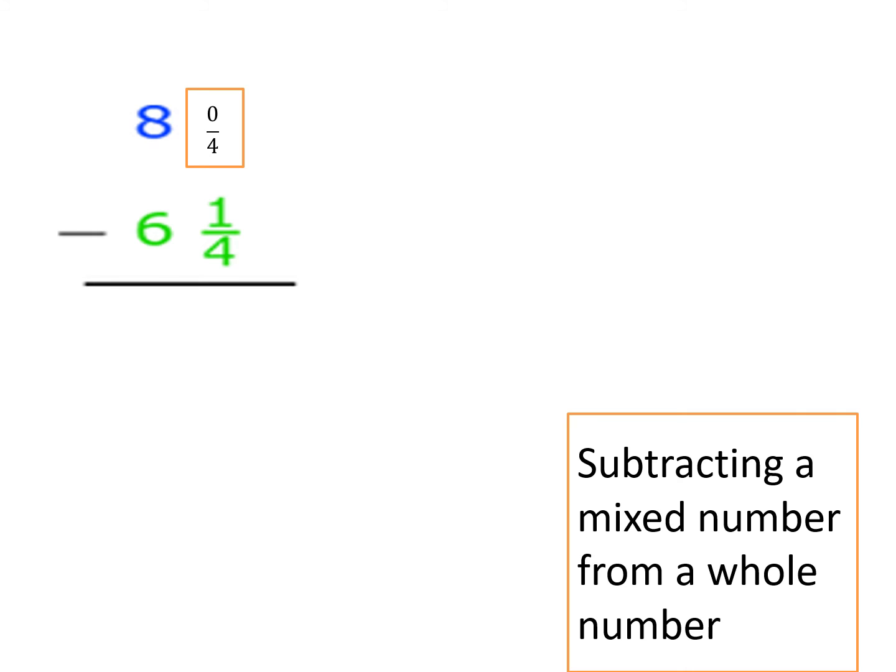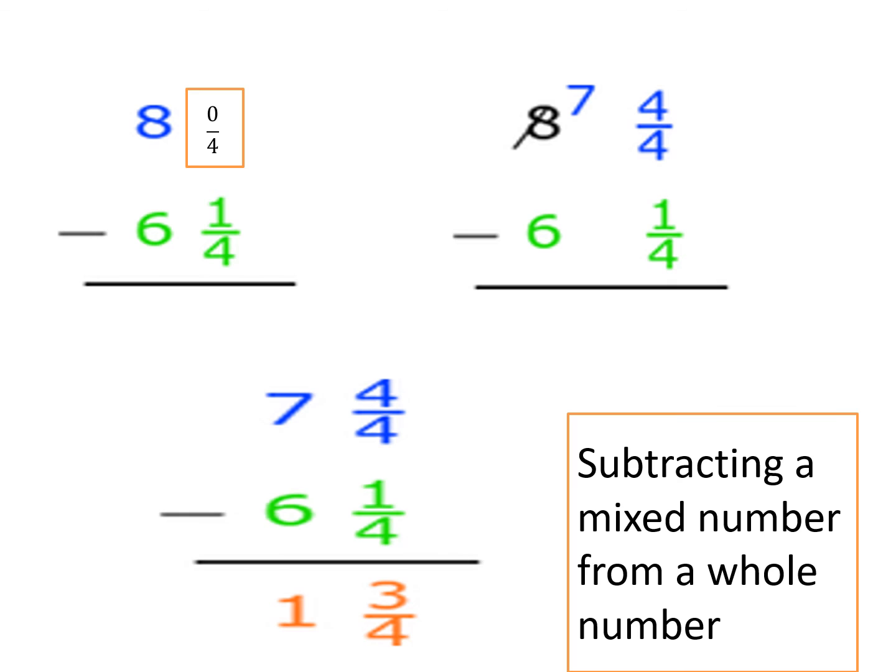I will do it by regrouping. I will borrow from 8. It's going to be 7. I will add on to 0 over 4, I will add 4 over 4, because the next denominator is 4. So the best choice is to put it as over 4, because 7 and 4 over 4 are going to give you 8. So it's the same. And then you will subtract normally.